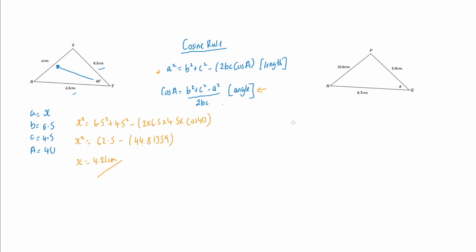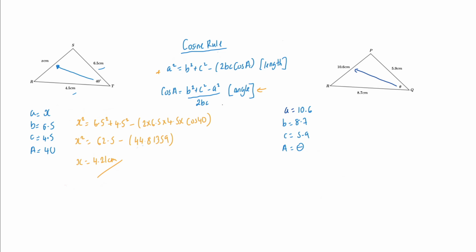So again, I'm just going to write my A, B, C values to make sure that I got those right. A is going to be the length that is opposite the angle. So this is my angle that I'm looking at. The length opposite to that is 10.6. So A is going to be 10.6. B and C, again, doesn't matter which one. So 8.7 and then 5.9. And then your angle A is going to be theta.